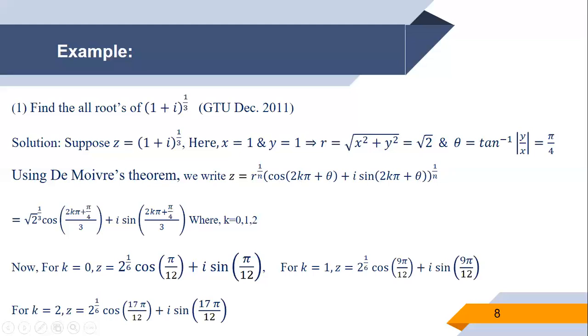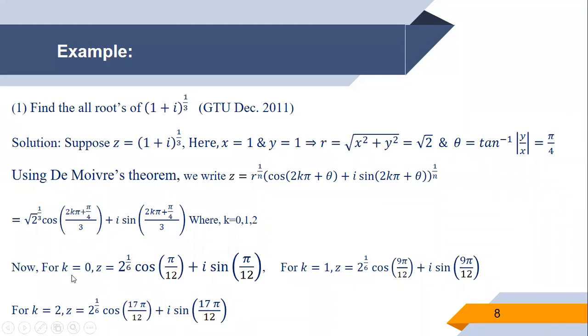So we write r is equal to root 2 and put it here. So root 2 raised to 1 by 3 into cos((2k pi plus pi by 4) upon 3), because n is 3, plus i sine((2k pi plus pi by 4) upon 3), where k is 0, 1, 2. Because here n is 3, we extend the value of k up to n minus 1. So we consider k is 0, k is 1 and k is 2, and we get 3 different roots.